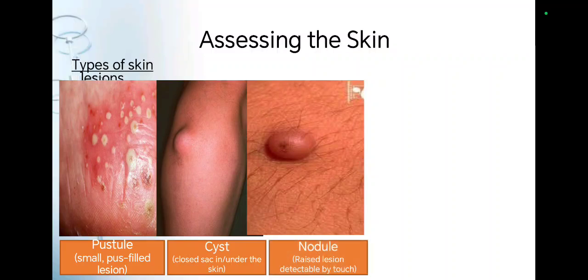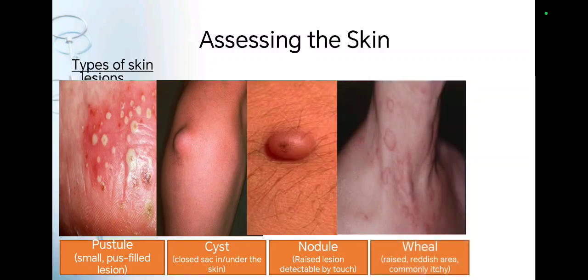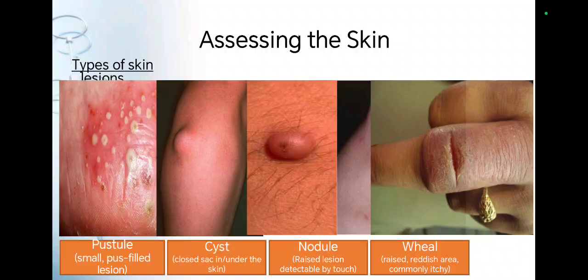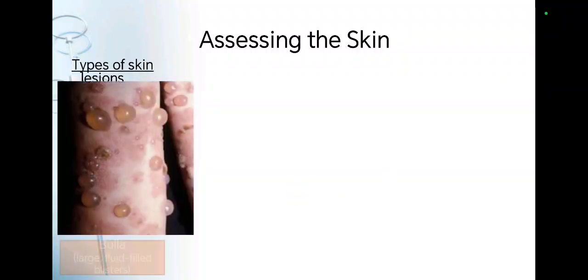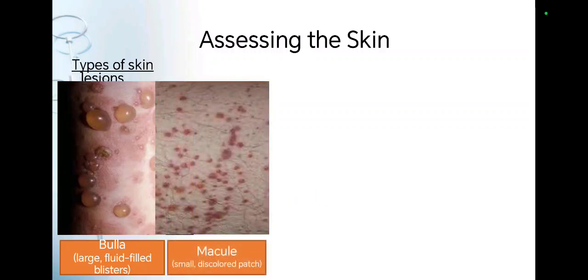We have also your nodules, a raised lesion detectable by touch. And then we have here your wheal, a raised reddish area, commonly itchy. We have also your fissure, a painful crack-like lesion. And then we have your bulla, a large fluid-filled blister. We have here your macule, a small discolored patch. This is actually commonly seen in measles.